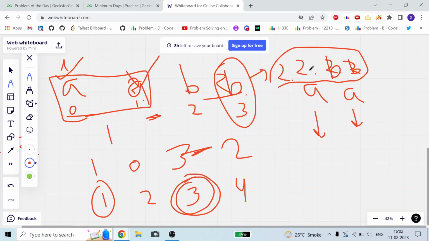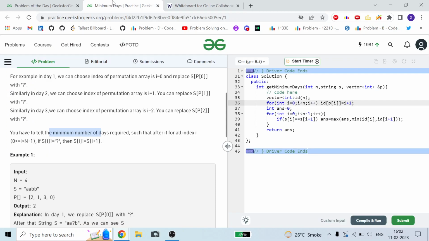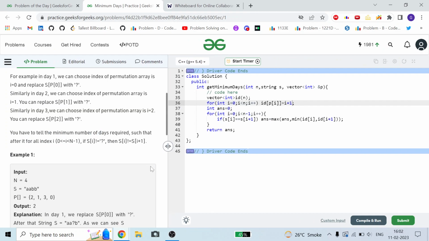So similarly, I need to find the minimum number of days for changing this, the minimum number of days for changing this, and then the maximum number of days over the pairs. The maximum number of days for a pair I need will be my answer. This is maybe something mathematical, so you need to do some dry run using pen and paper. It will be very helpful for you.